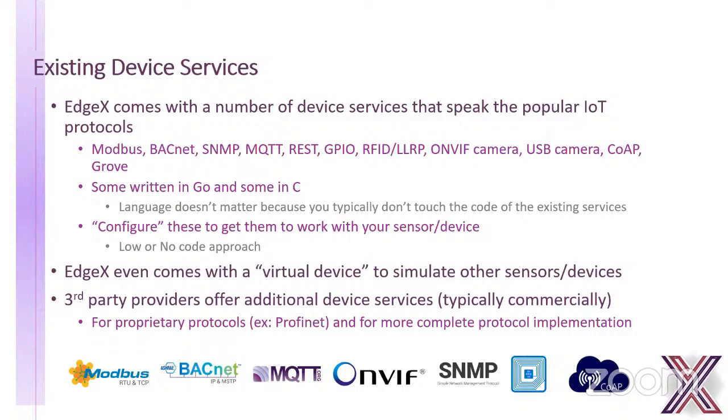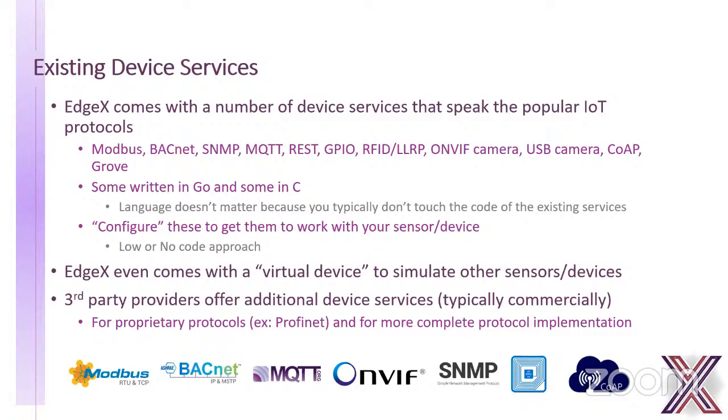Typically, the device service is written in a language that is most easily used with the libraries and connectivity options available for those particular protocols. Some protocols are very much more industrial space driven, and those are typically written in C, whereas others, especially some of the wireless protocols, tend to avail themselves of more modern languages like Go.